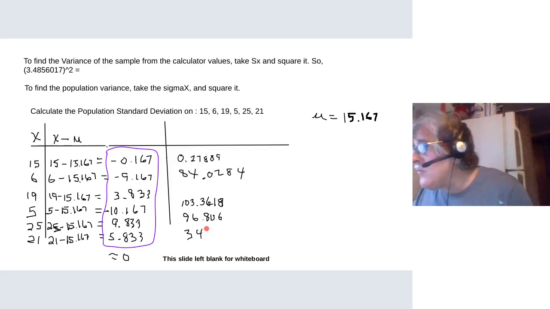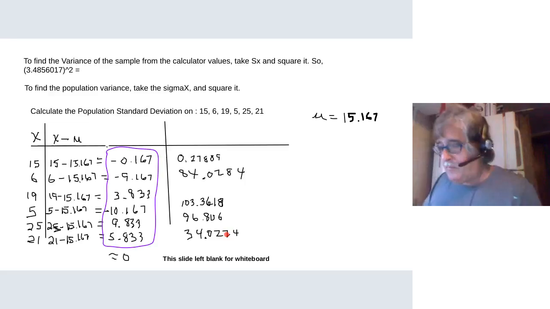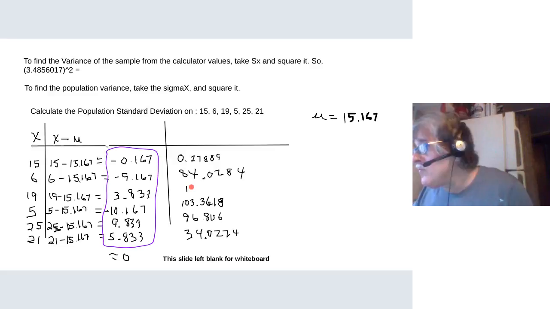Oh, which one did I miss? Oh, I know which one it is. It's the one in the middle, the 3.833. All right, I got it on here. All right, anybody see any that doesn't look right?